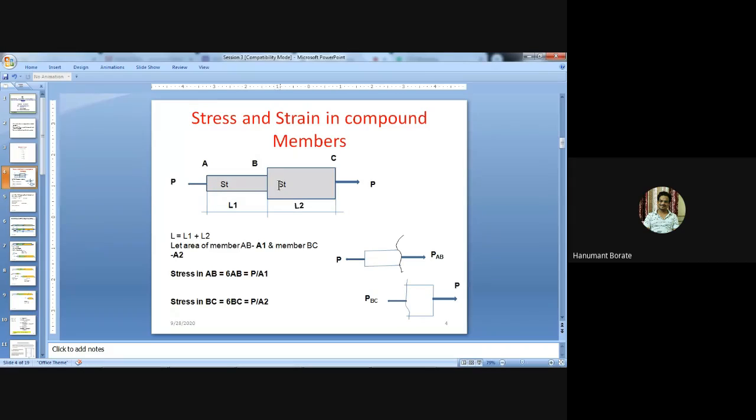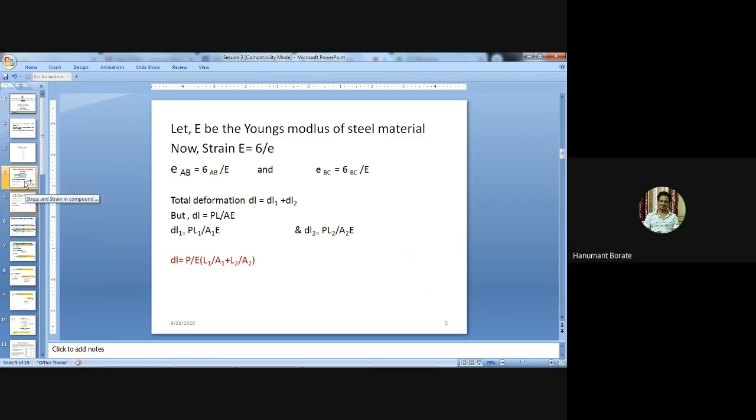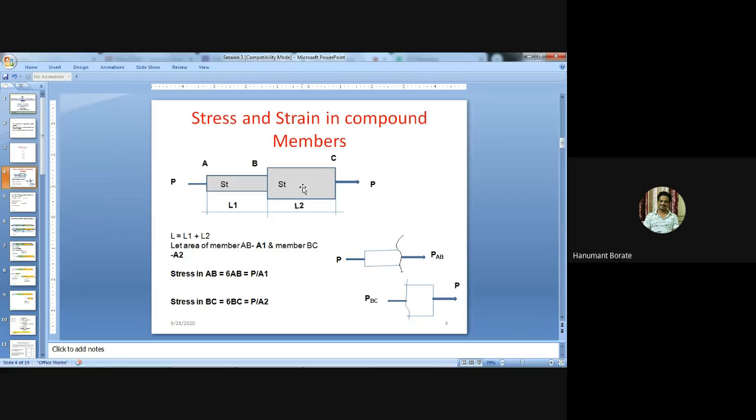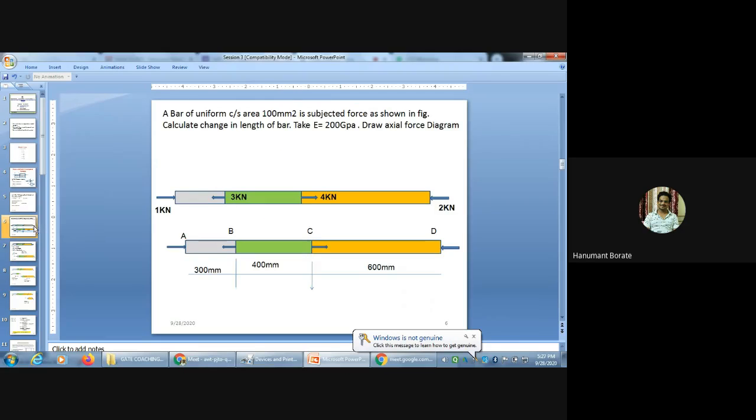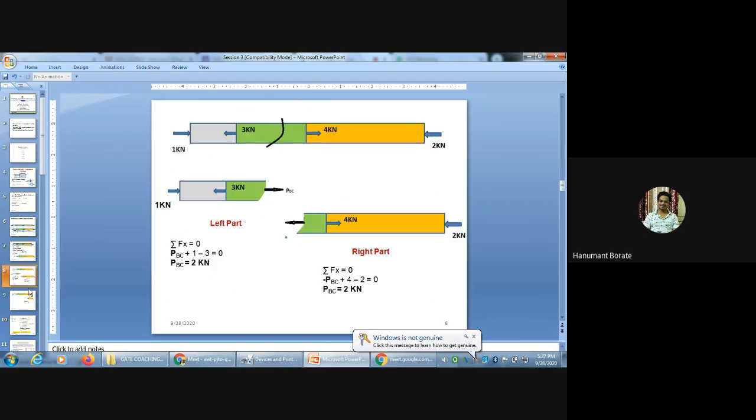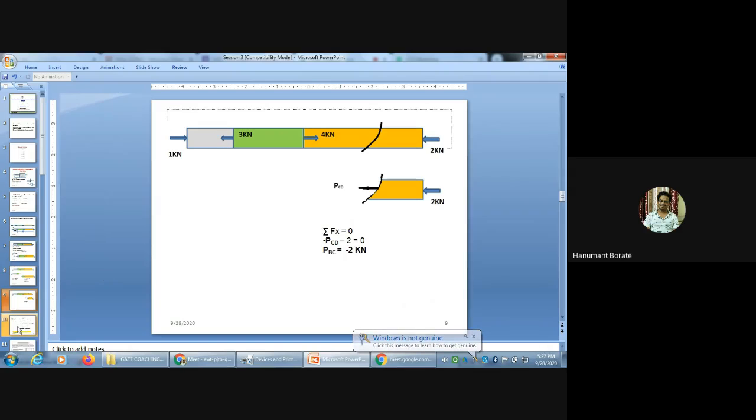Instead of steel, if they use a copper material, we can use the Young's modulus of copper, but the procedure will remain the same, and the system will be a composite system. If we connect two or more different materials together, then that system is known as a composite system. So in this way we can find out the deformation.